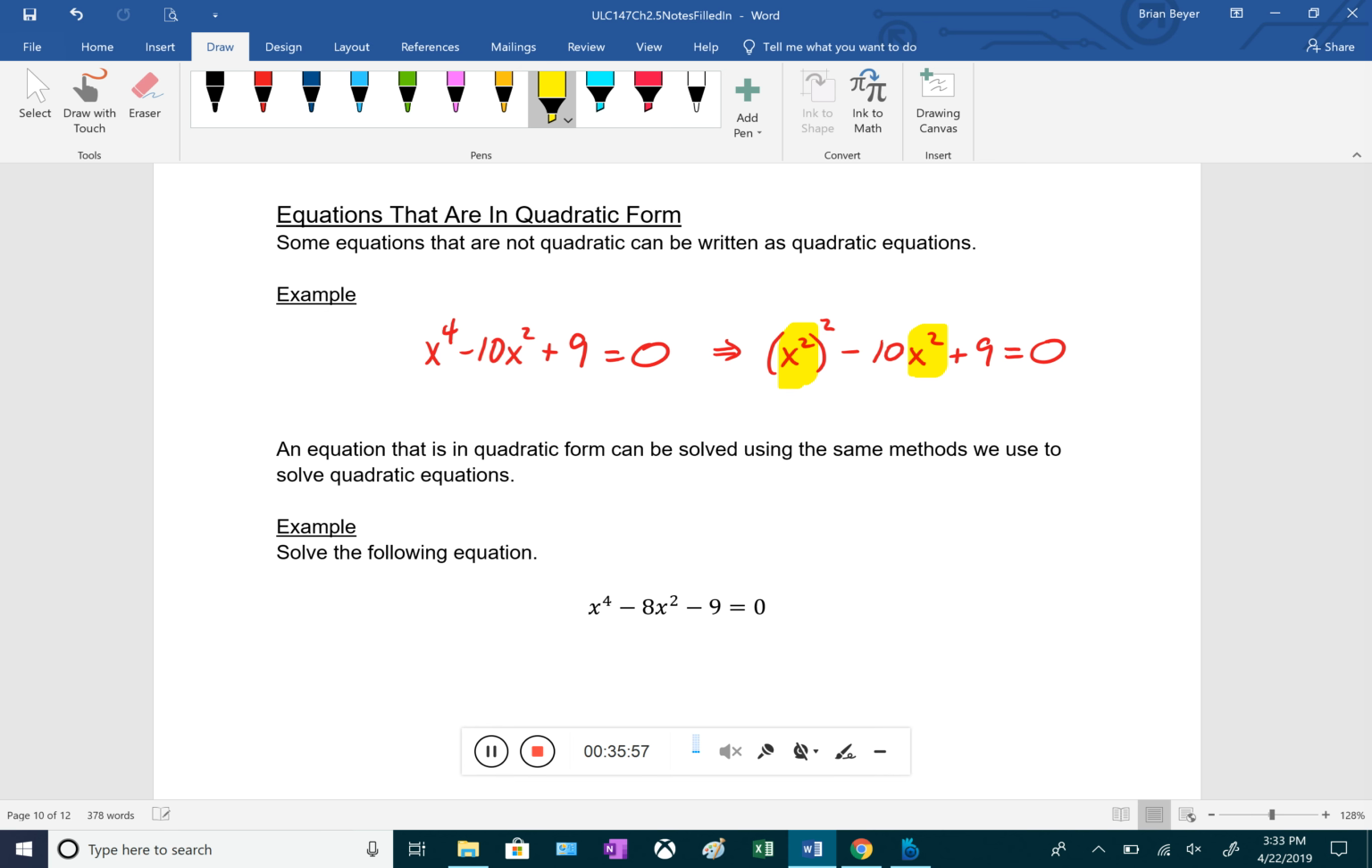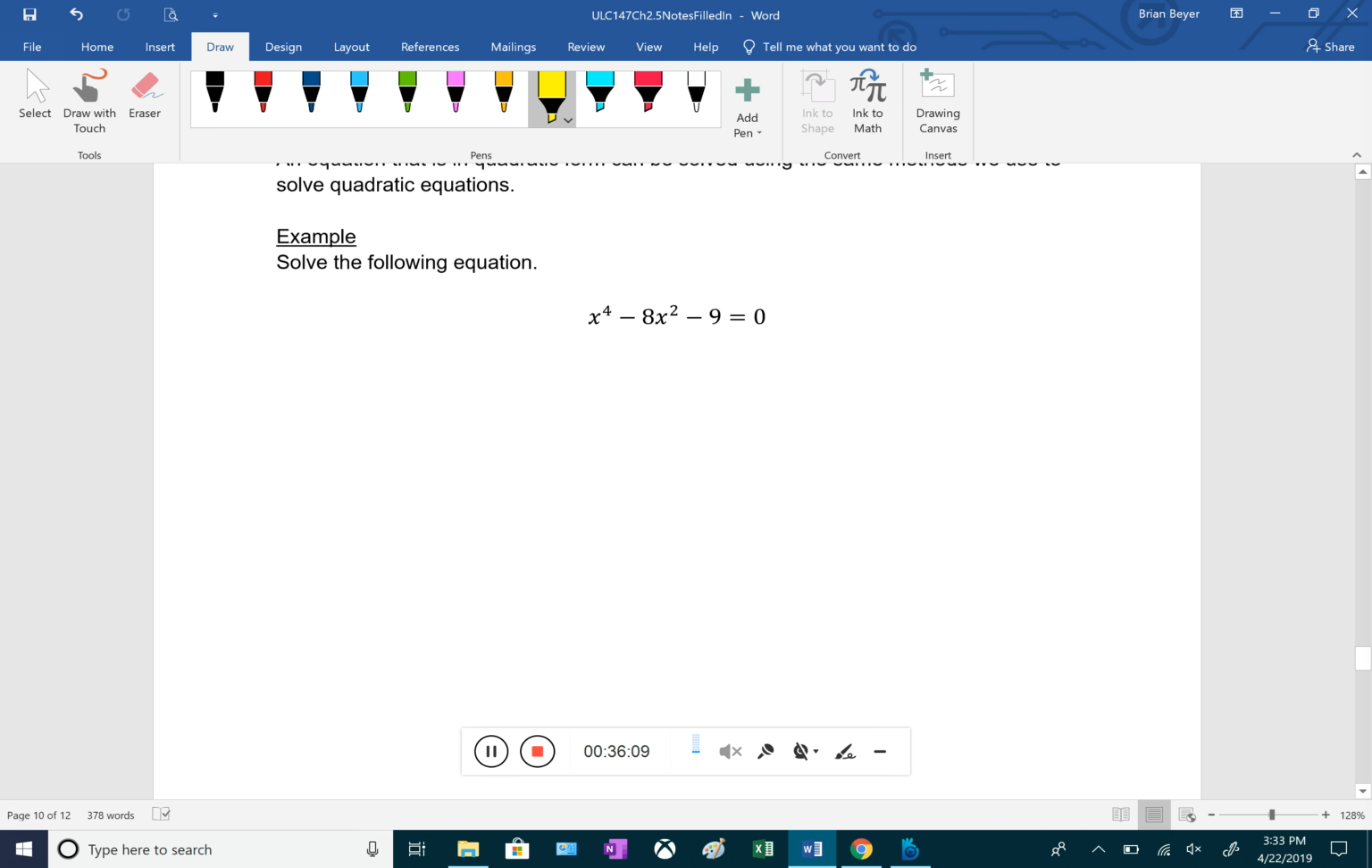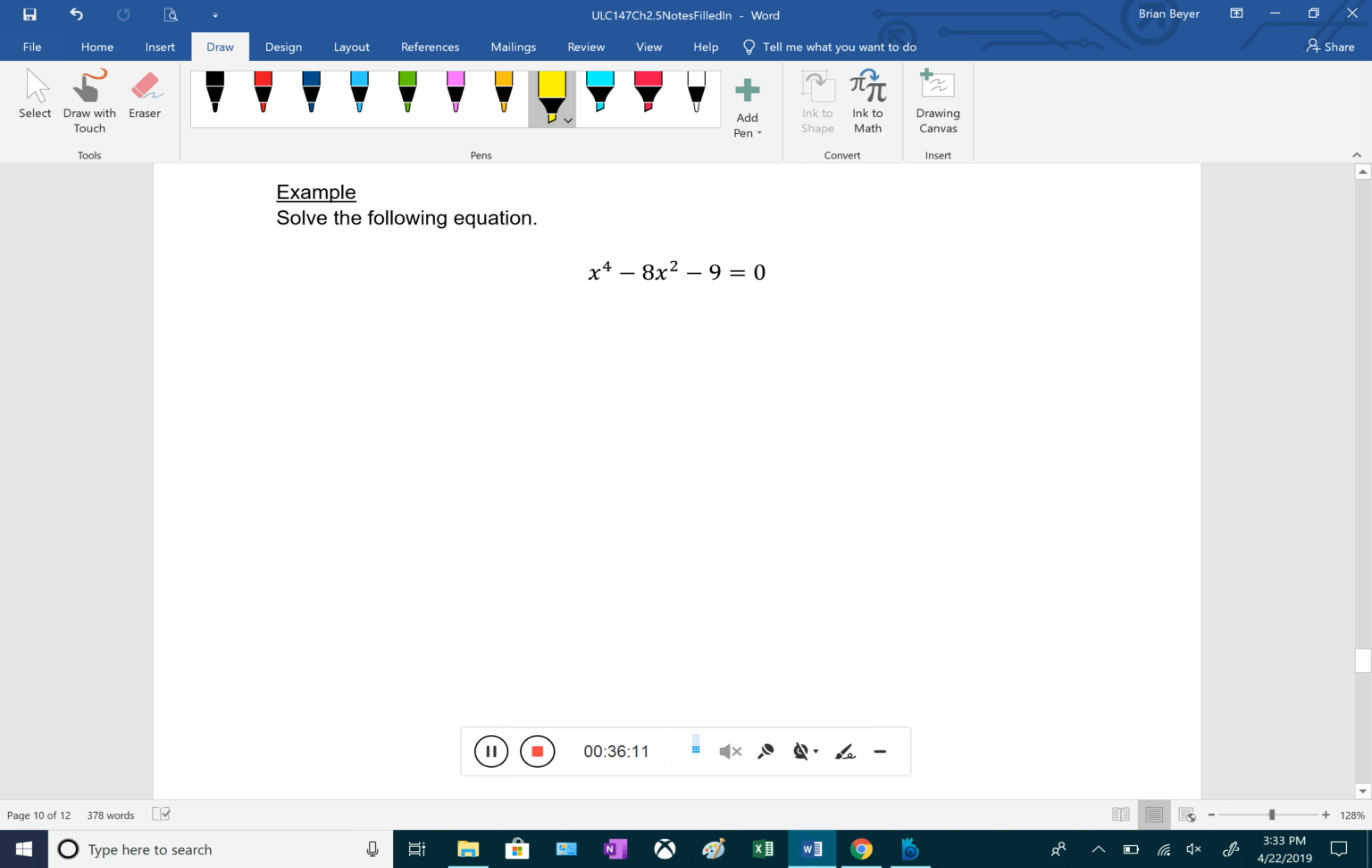Okay, so let's see an example of this. Like I mentioned, we can solve this the same way that we solve quadratics, hopefully by factoring or the quadratic formula. So let's solve x to the fourth minus 8x squared minus 9 equals 0. We have a degree 4 polynomial, and we can't factor it using a GCF like we might want to. So let's rewrite this as x squared squared minus 8x squared minus 9 equals 0.